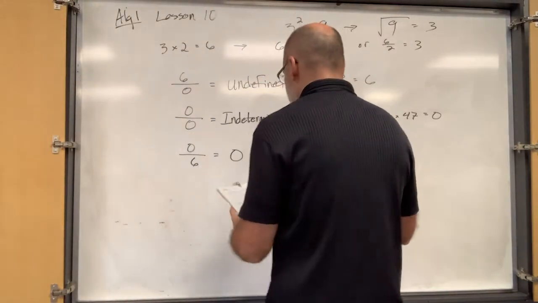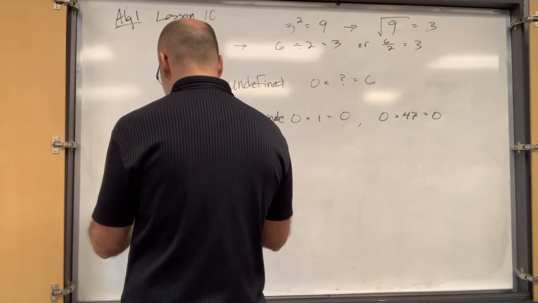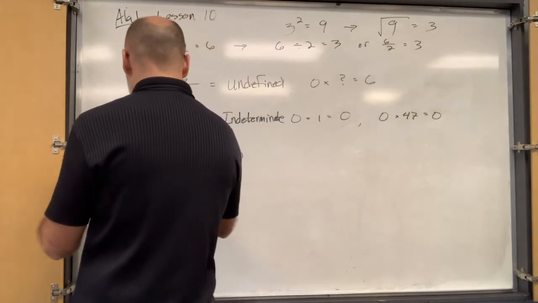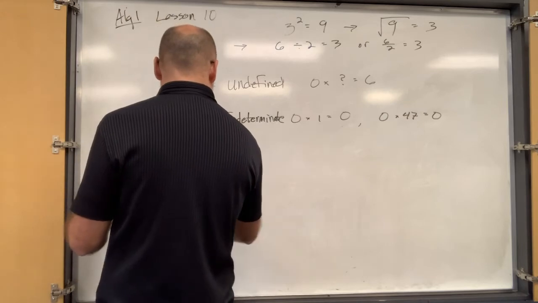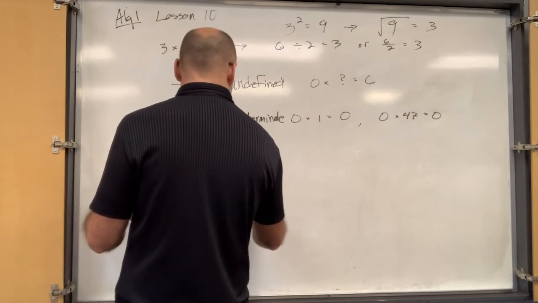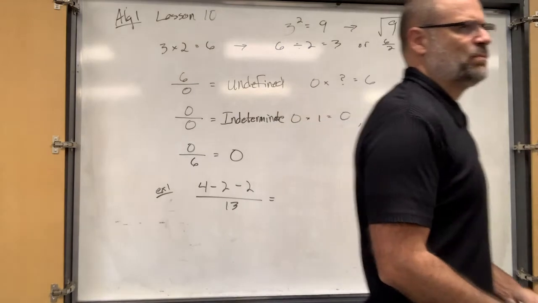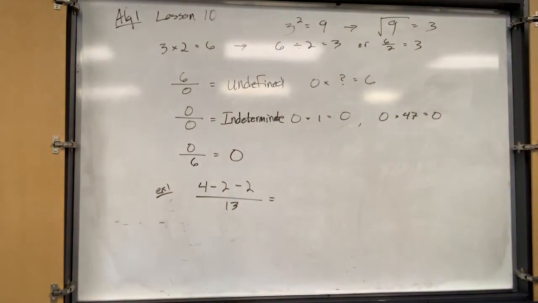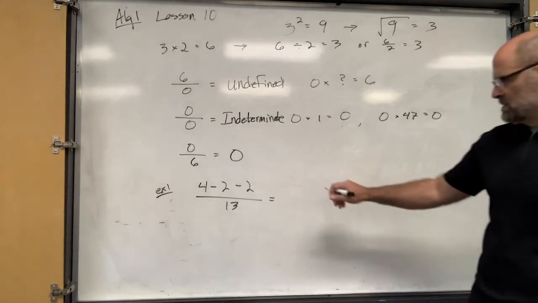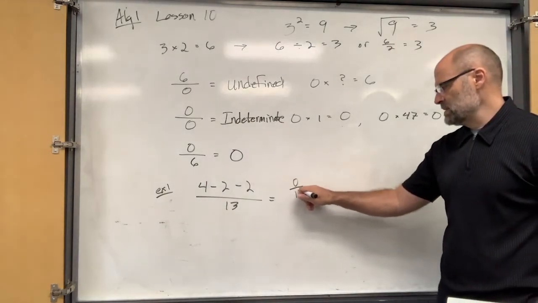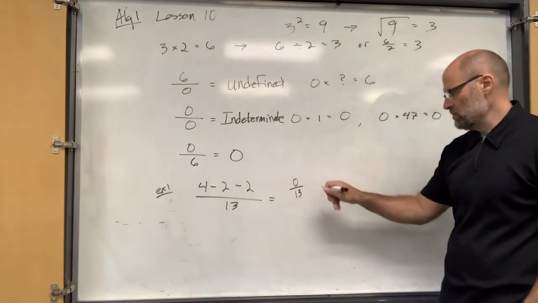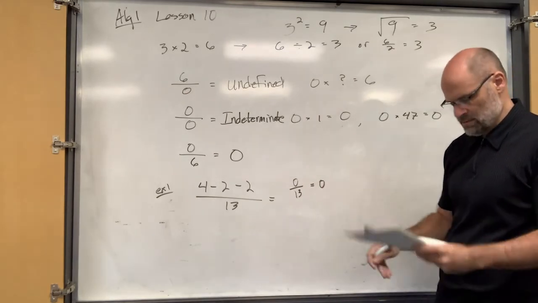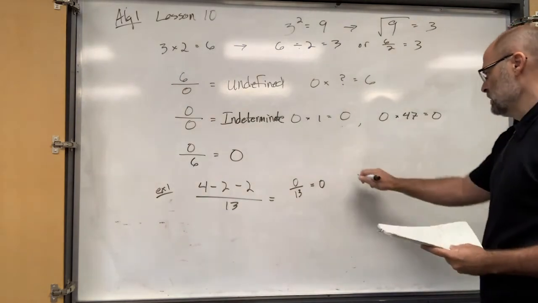So here's some examples of what you might see in your homework and on your test. Here's example 1. 4 minus 2 all over 13. What's the answer to this problem? 0 divided by 13. Yep, so you get 0 on top divided by 13. Which category is that? What's my answer? 0. That's okay. That's a good one.